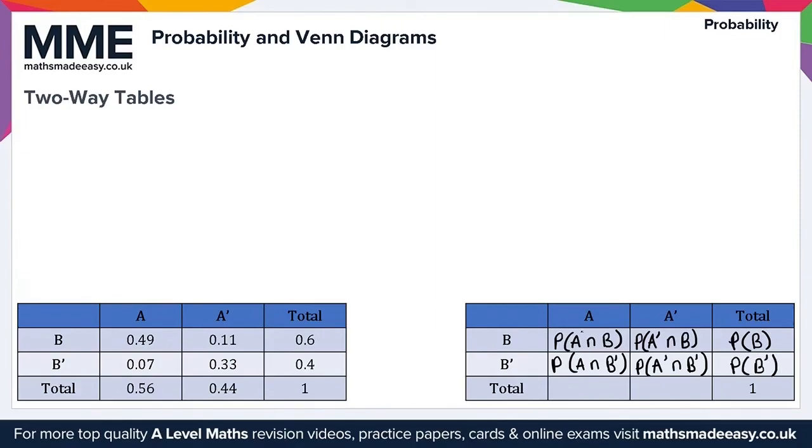And if we think about our column totals here, this would simply be the probability of A, and this would simply be the probability of A complement. So that gives us everything we need for two-way tables, and that concludes this Maths Made Easy video on probability and Venn diagrams.